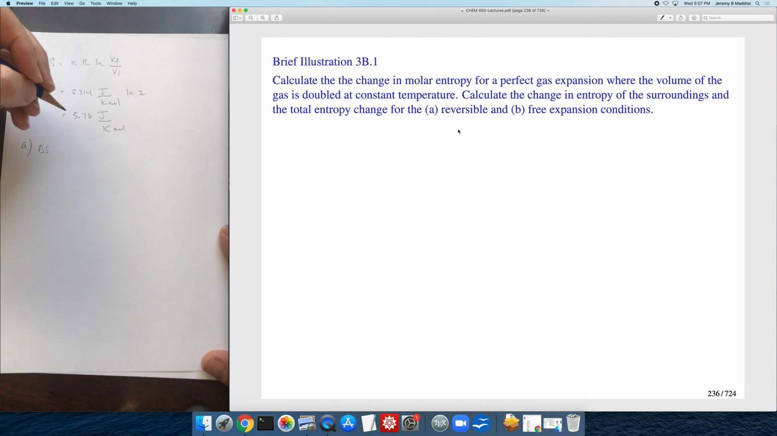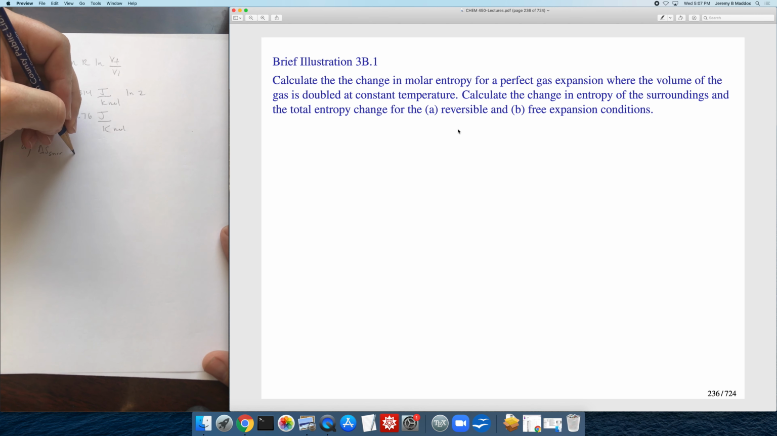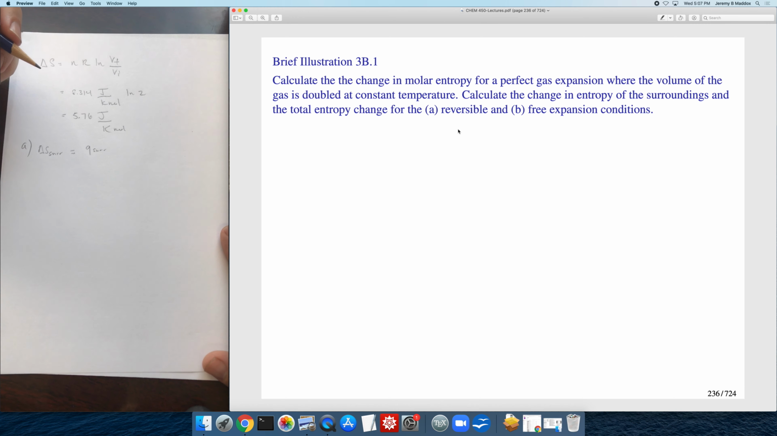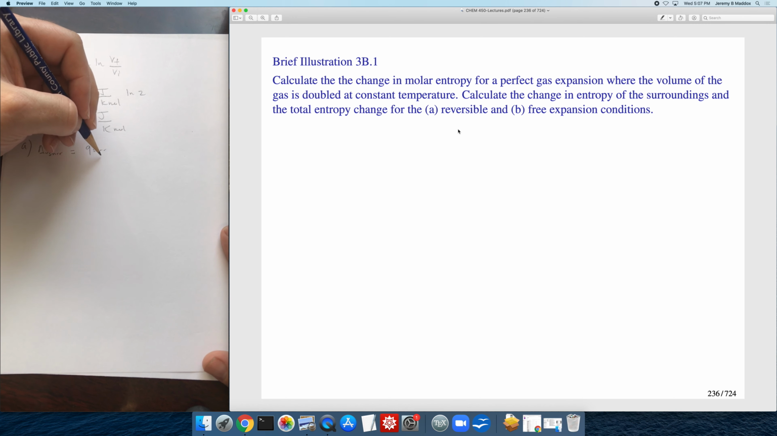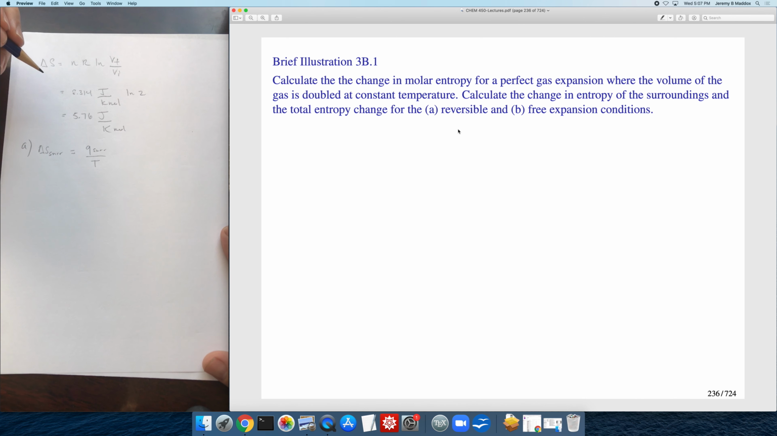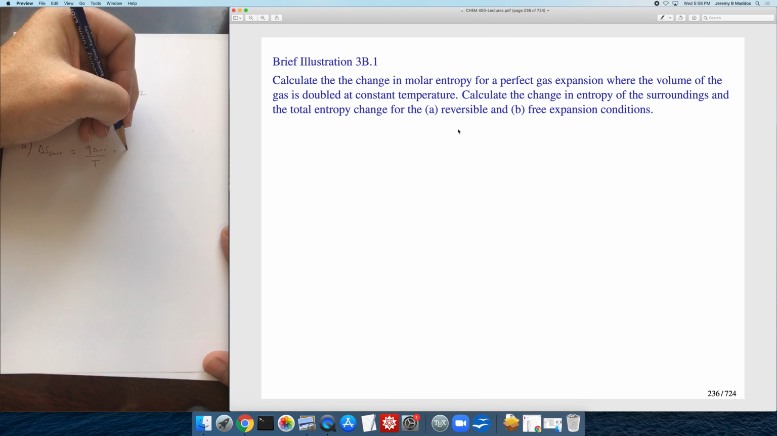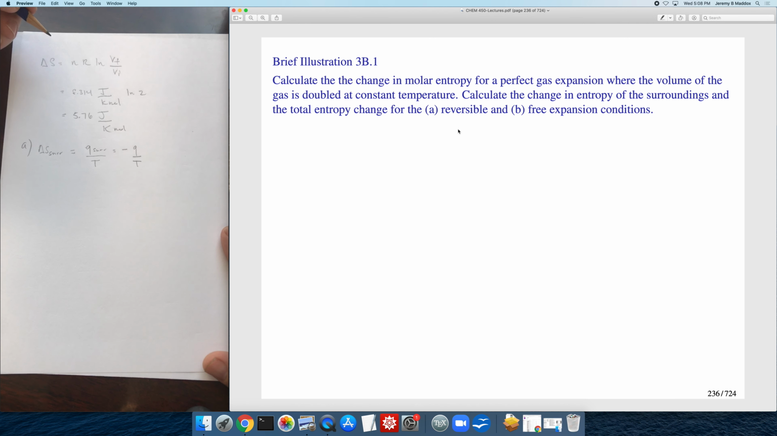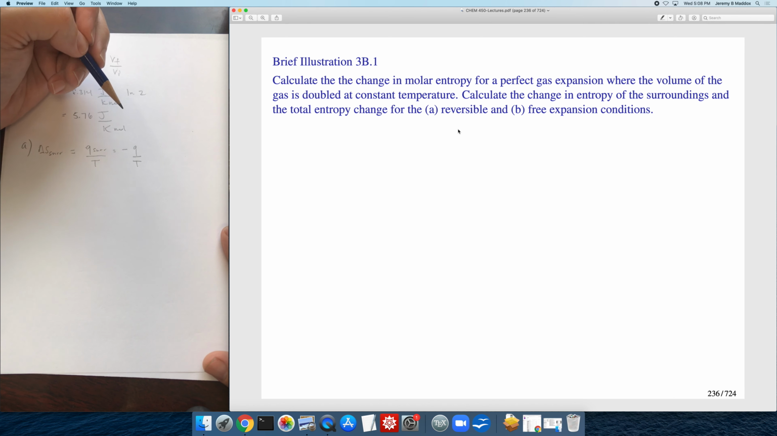So the delta S for the surroundings, okay, for a constant temperature process is going to be equal to the heat that the surroundings experiences, the real heat, not a reversible heat, the real heat, divided by the temperature. Now, the surroundings heat is going to be equal and opposite to the system heat. And for an isothermal process involving an ideal gas, delta U equals 0, and heat is going to be equal to minus the work.